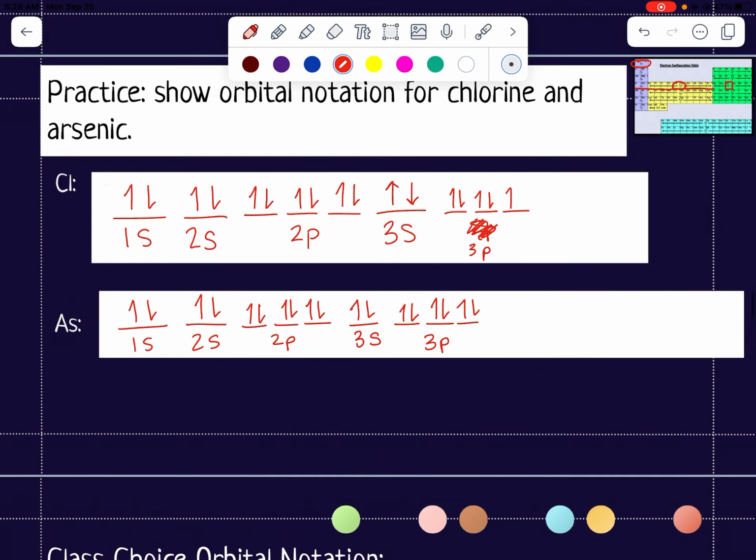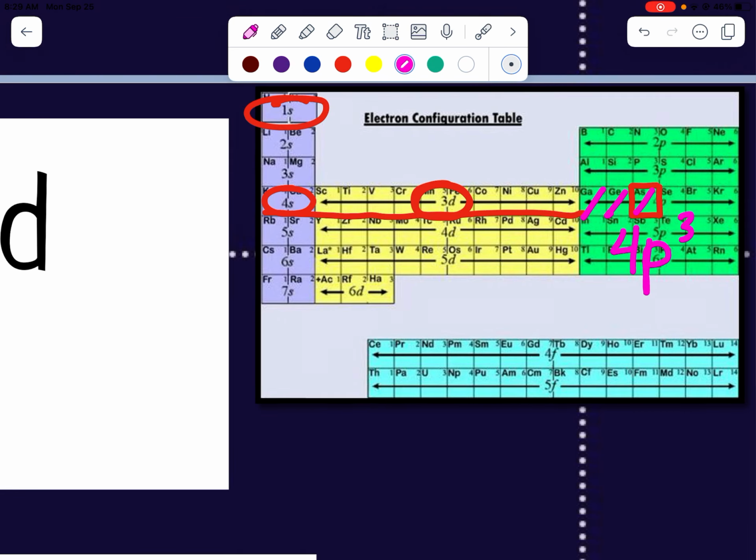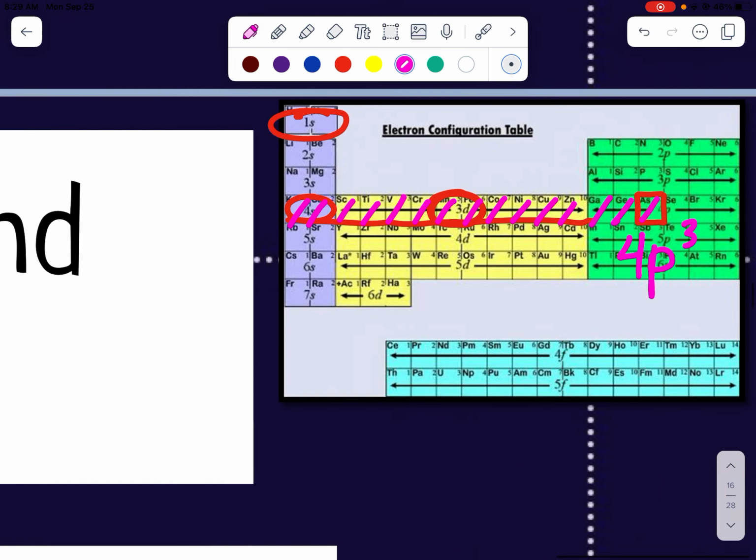All right, we are now on the 4th row of the periodic table. So let's kind of get a plan for what it's going to be. It's going to be 4s, then 3d, then 4p. But on 4p, arsenic is only the 1, 2, 3, 3rd element. So we're going to end with 4p, but with only 3 electrons in it. So here we go. 4s is going to be 2. 3d is going to be 10 electrons. And then 4p is going to be 3.